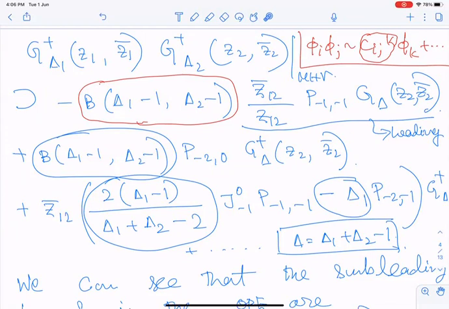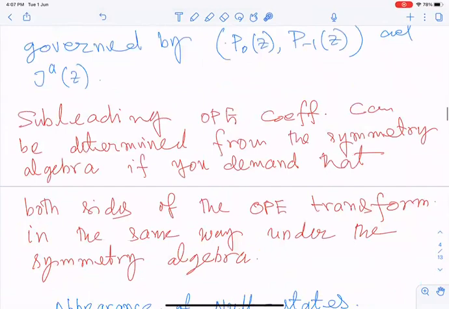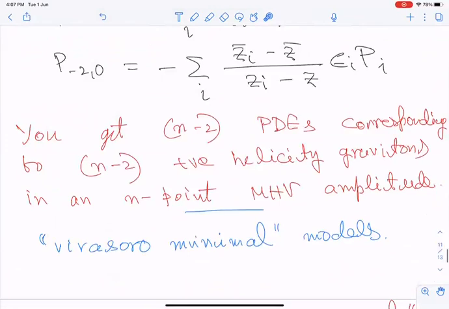Now the point is that you can use the differential equations to get this. So in this way, the full OPE, including the coefficient of the z bar by z term, is completely fixed in terms of this symmetry algebra. Okay, so I think this is a good place to stop.